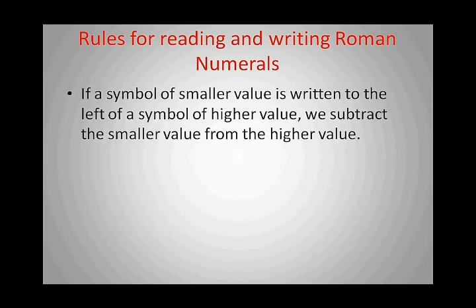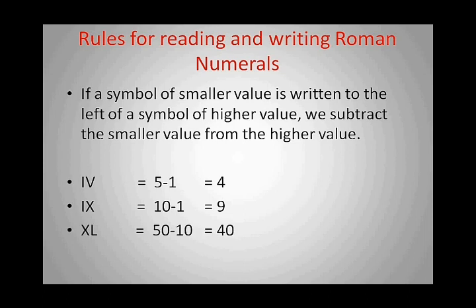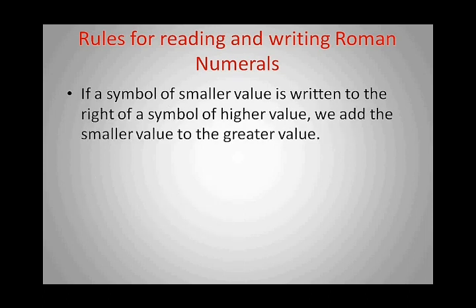Rule 2. If a symbol of smaller value is written to the left of a symbol of higher value, we subtract the smaller value from the higher value. Example, IV is equal to 5 minus 1 is equal to 4. IX is equal to 10 minus 1 is equal to 9. XL is equal to 50 minus 10 is equal to 40.